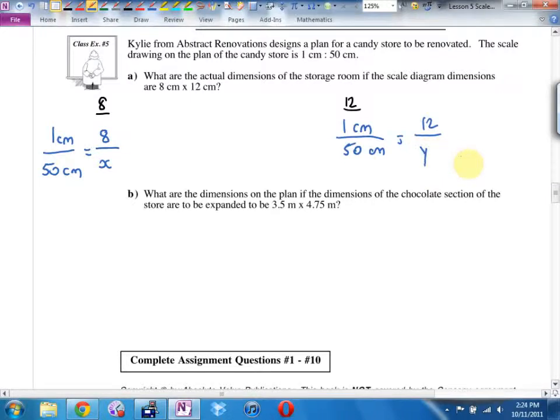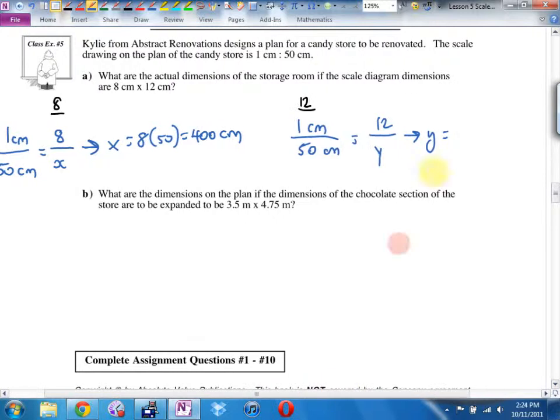Cross multiply. X equals 8 times 50, 400. Cross multiply. Y equals 12 times 50, 600? Units centimeters.